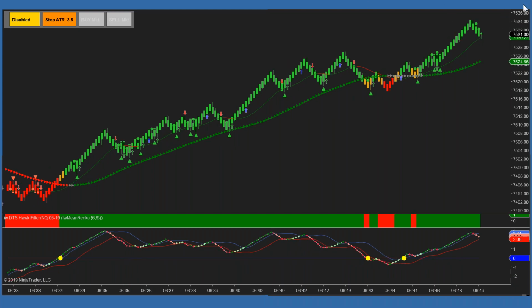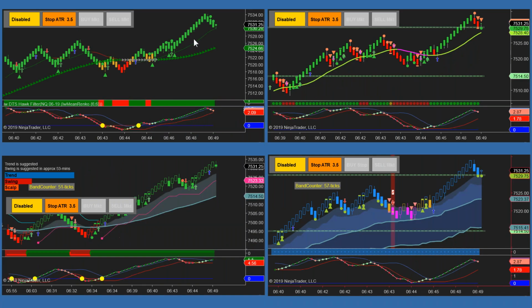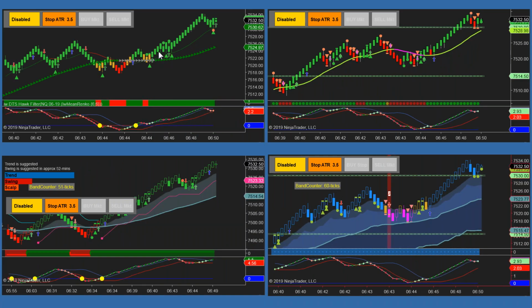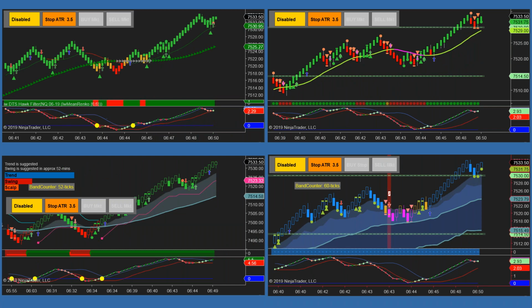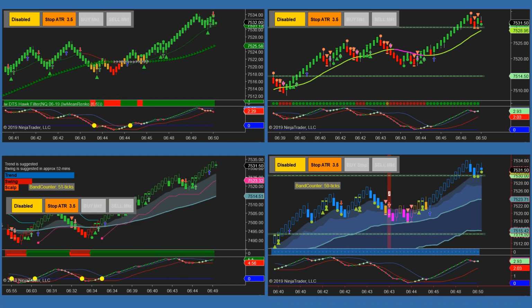So yeah, a pullback, I always like pullbacks. The first micro macro cross though, that's one of those signals on the Hawk that I will take almost without exception.